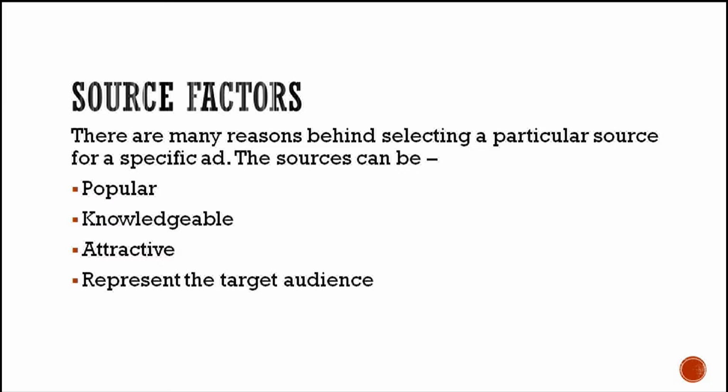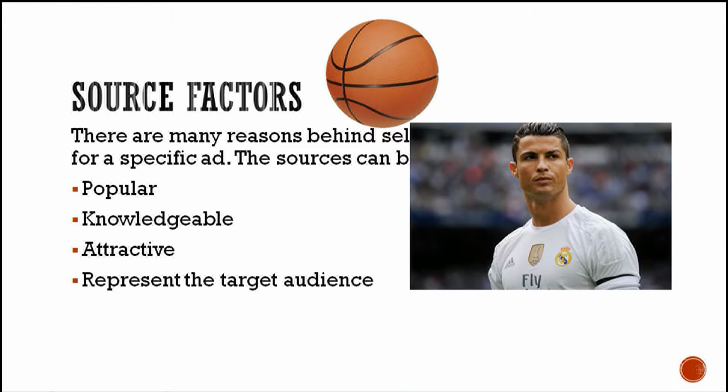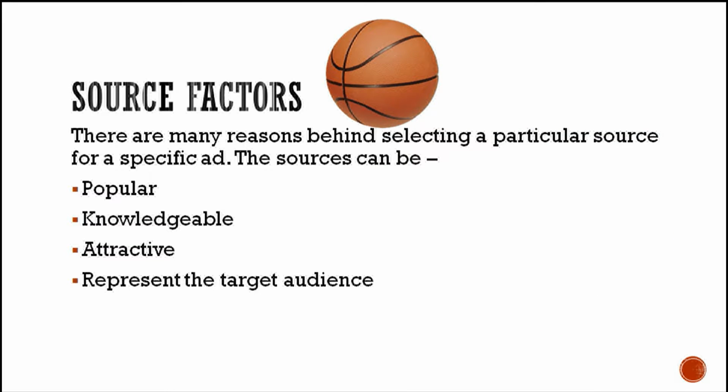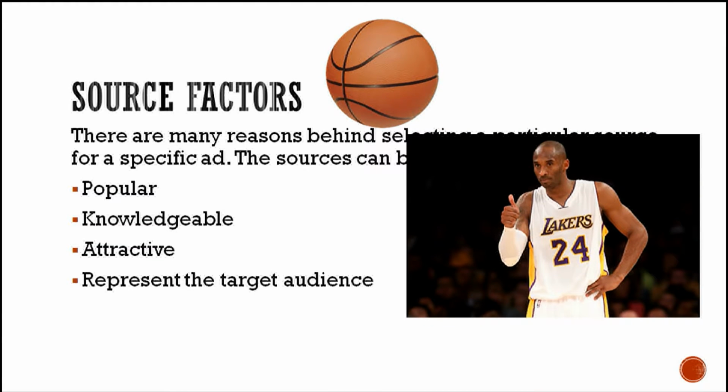By representing the target audience, it means that if the target audience is interested in sports, the source will have to be a sportsman or someone related with sports. As an example, basketball merchandise cannot have an ad starring Cristiano Ronaldo because he does not have any relationship with this game. In that case, you need someone like this guy.